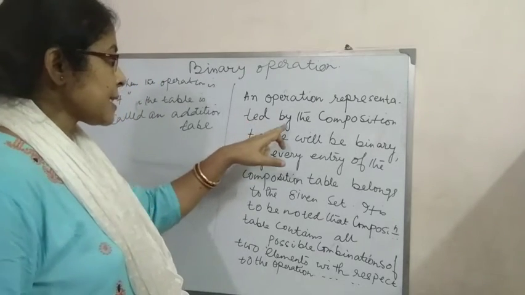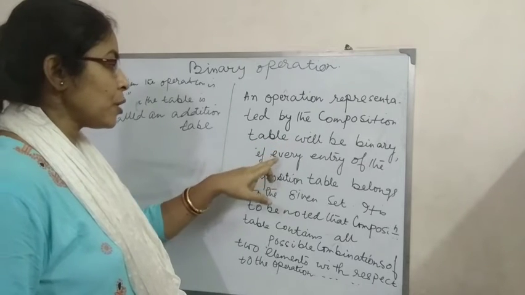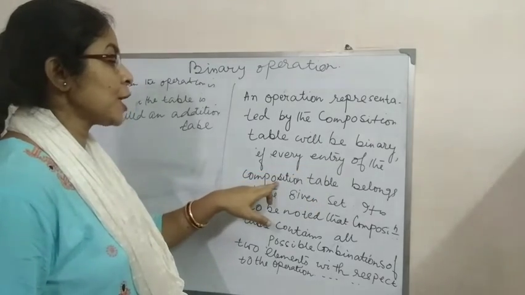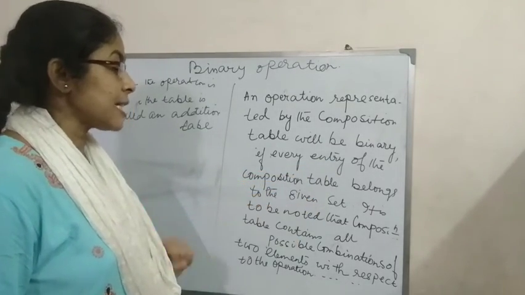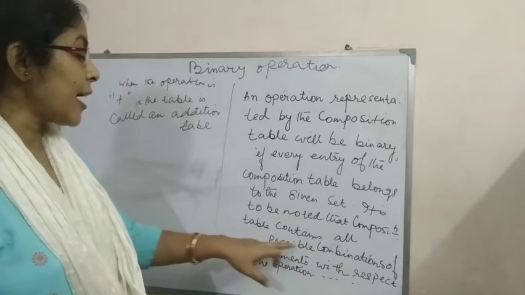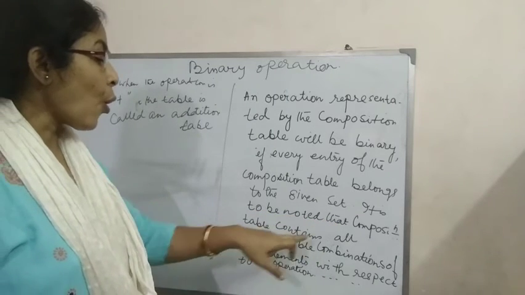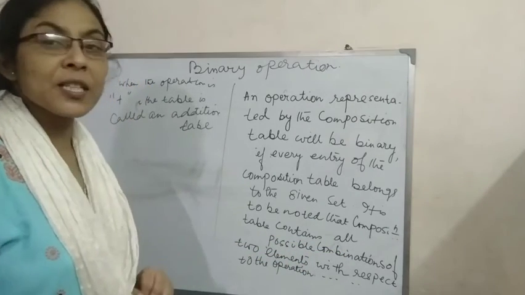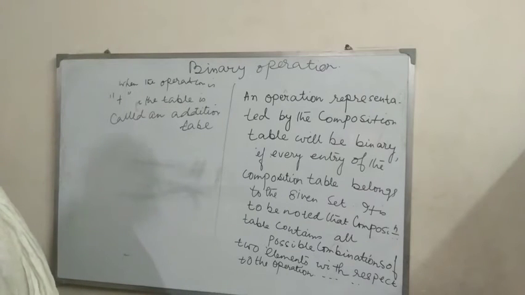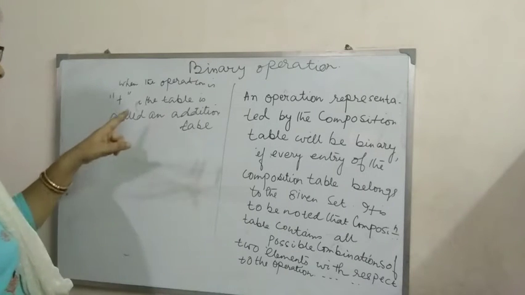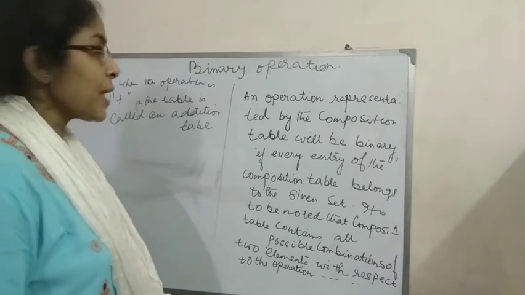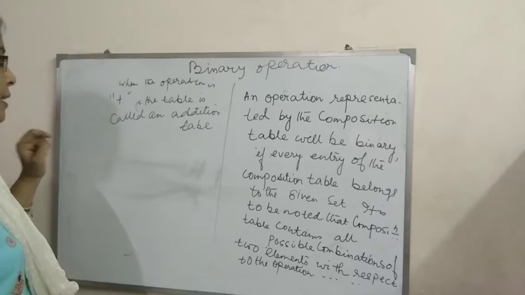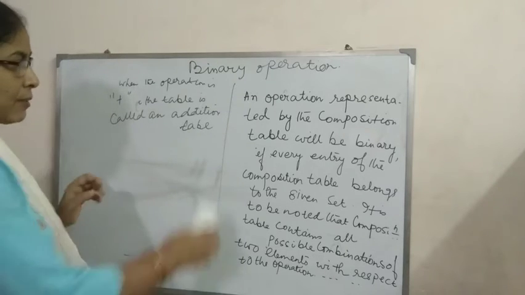An operation represented by the composition table will be binary if every entry of the composition table belongs to the given set. It is to be noted that the composition table contains all possible compositions of two elements with respect to the operation. When the operation is plus, the table is called the addition table, and when the operation is multiplication, then the table is called the multiplication table.